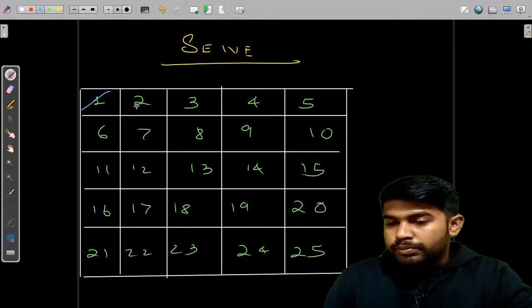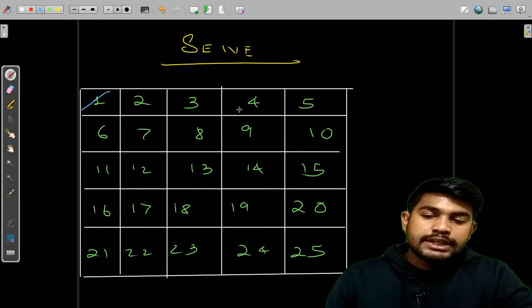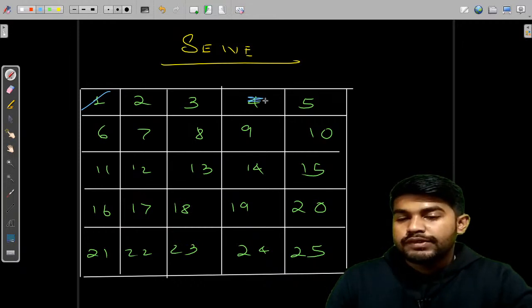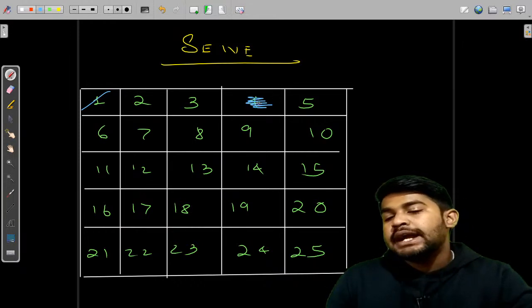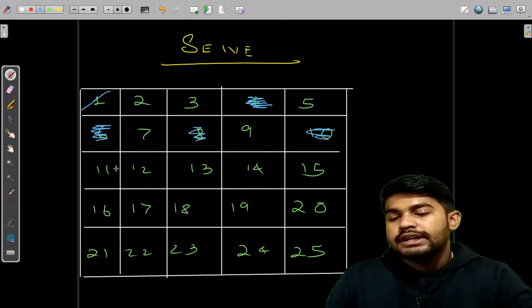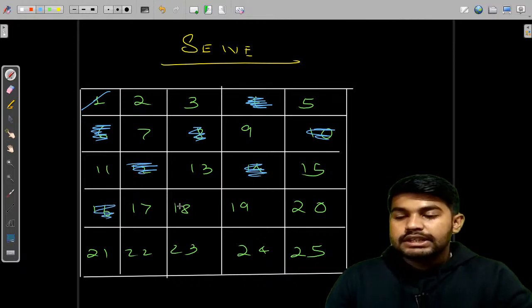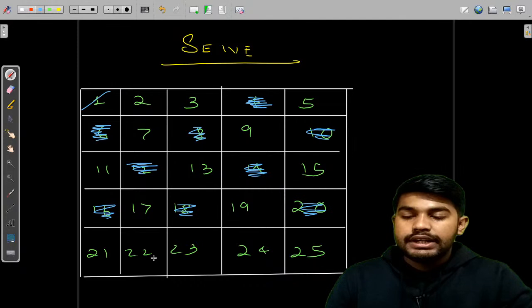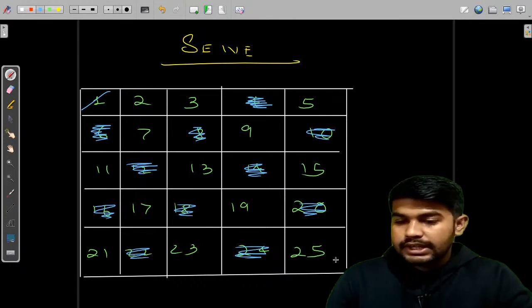2 multiplied with 2 is equal to 4, we would cancel it out. 2 multiplied with 3 is equal to 6, we would cancel it out. Then 8, then 10, then 12, then 14, then 16, then 18, then 20, then 22 and 24. Fair enough, we have this kind of thing.